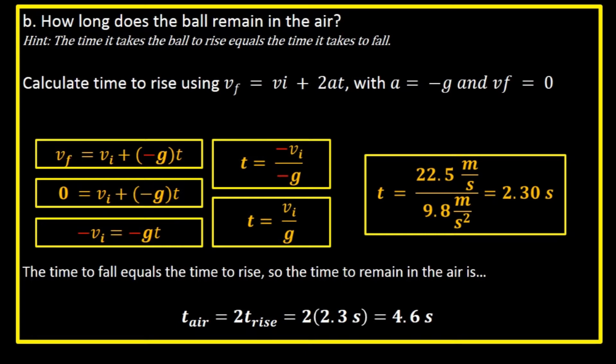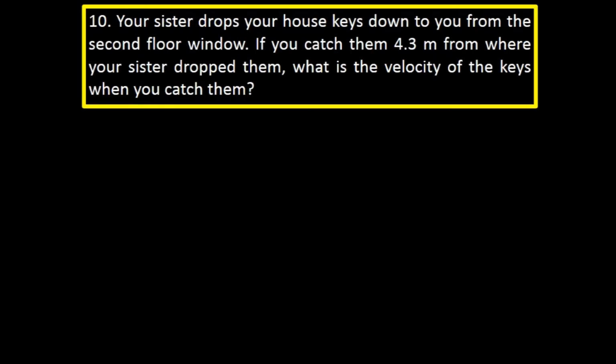4.6 seconds. Next, your sister drops your house keys down to you from the 2nd floor window. If you catch them 4.3 meters from where your sister dropped them, what is the velocity of the keys when you catch them?